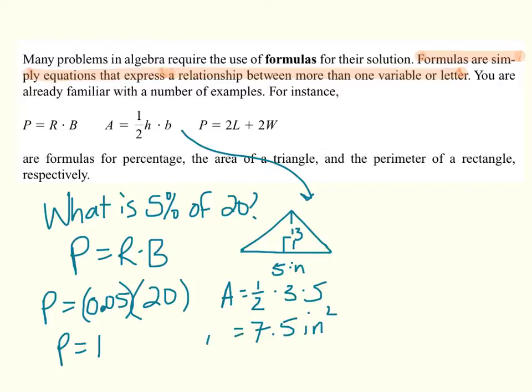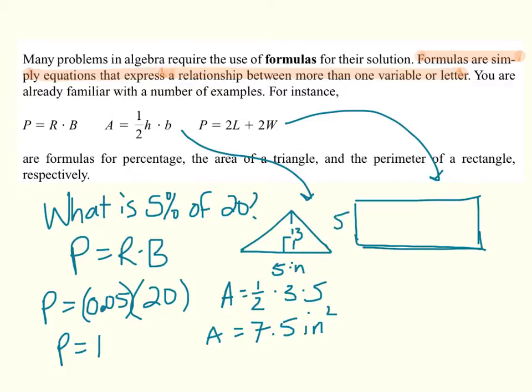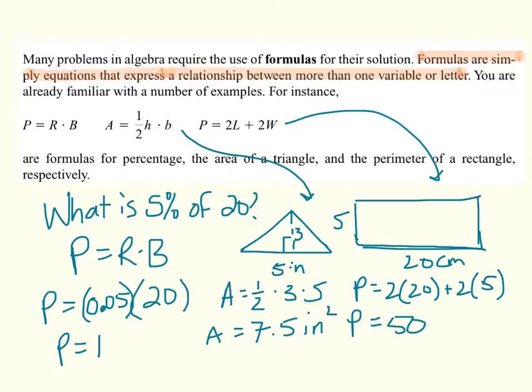And then you have this formula, which is the perimeter of a rectangle. If I had 5 here and a 20 here, the perimeter would be 2 times the length and 2 times the width, which ends up giving me 50. 2 20s is 40 plus 10, yes, 50. And let's say it's centimeters. So there are formulas. That's using formulas. We already knew how to do that.